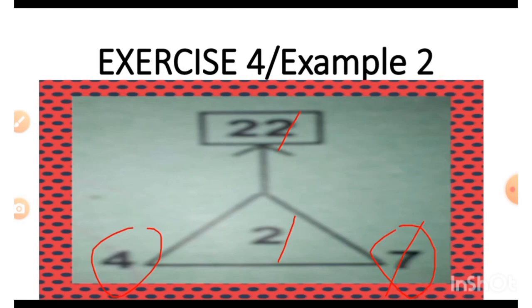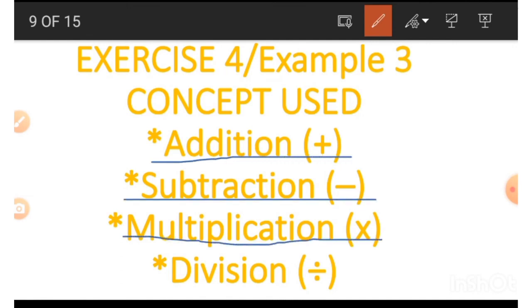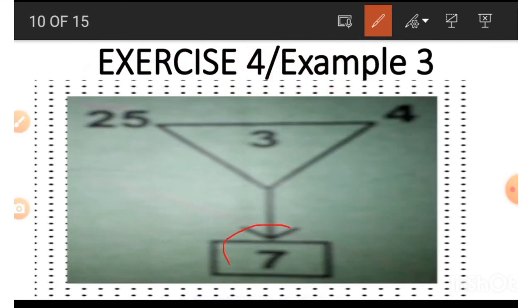Alright, now let's look at example 3. We have concepts, addition, subtraction, multiplication, and division. Now let's see how we can make use of this in the third example. If we wish to get this 7, making use of 25, 3, and 4, we do the opposite of what we did in the previous example. So we start by subtraction instead of addition.